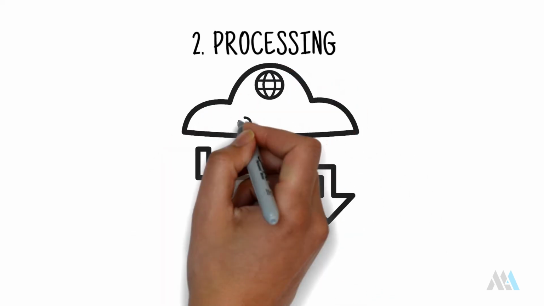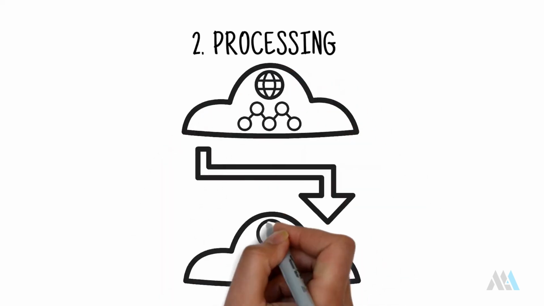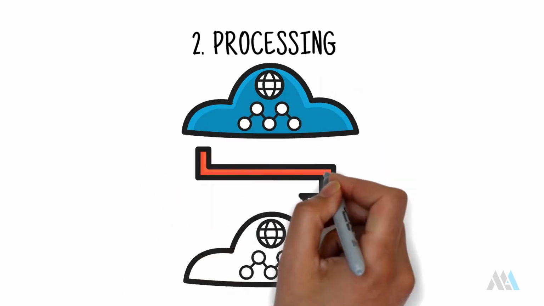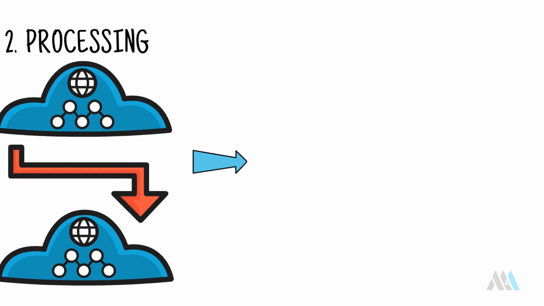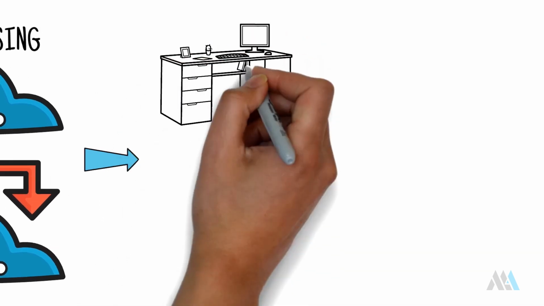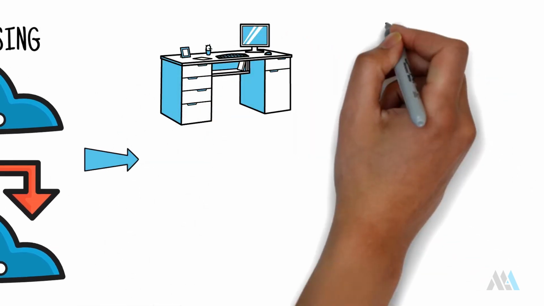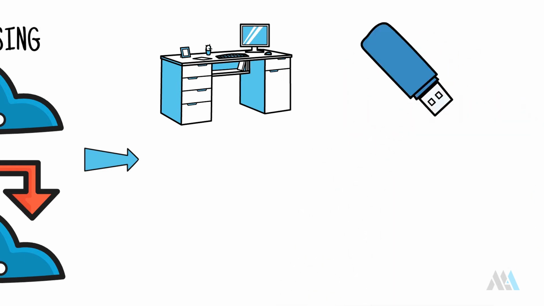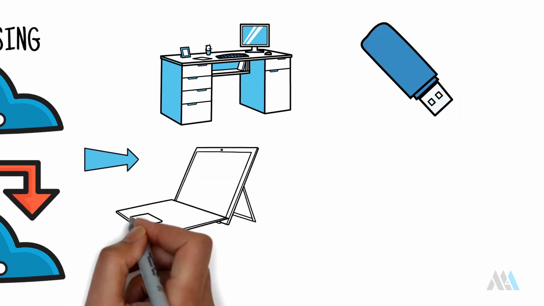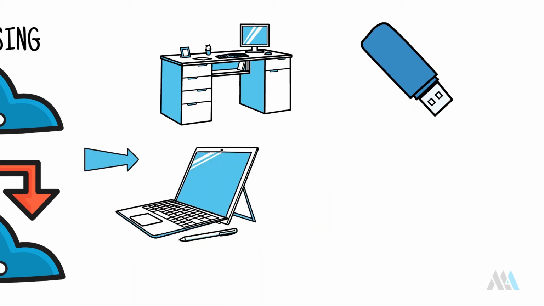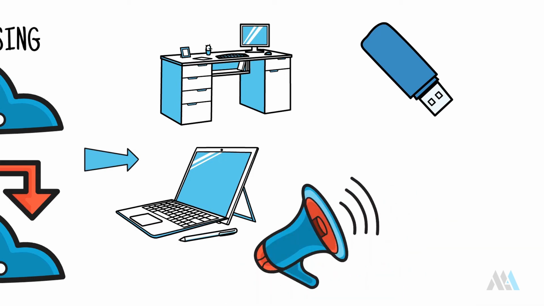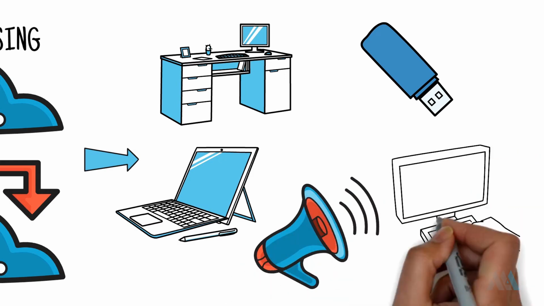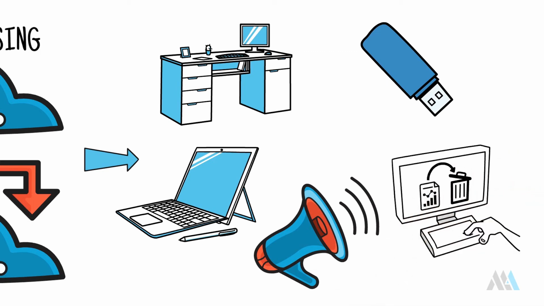The second term is processing. This includes any operation or sets of operations which is performed on personal data. In other words, processing is anything that is done to personal data, including 1. Collection, recording, organization, structuring. 2. Storage, adaptation or alteration. 3. Retrieval, consultation or use. 4. Disclosure by transmission, dissemination or making it available. And 5. Alignment or combination, restriction, erasure or destruction.